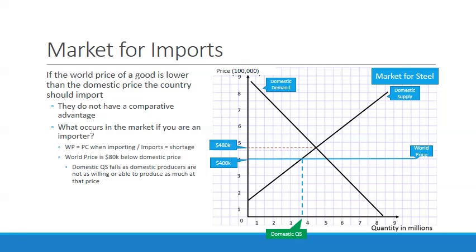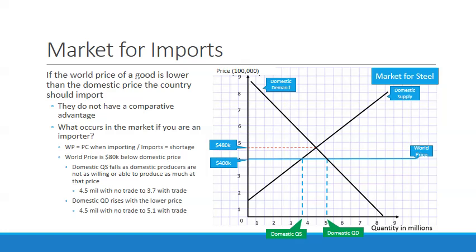So this is our domestic quantity supplied. So 4.5 million with no trade to 3.7 with trade. So that's the fall in the domestic quantity supply, which obviously means they're going to see a fall in revenue. Now the domestic quantity demanded rises with the lower price though. So now we see where domestic quantity demanded, it's increased. And so it's gone from 4.5 million with no trade to 5.1 million with trade.